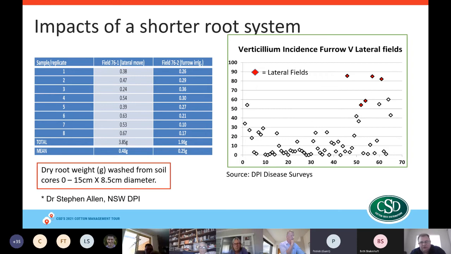Now the graph on the right-hand side shows, and this goes way, way back, probably near 15 to 20 years back, where the furrow irrigations are the white squares and the red diamonds are the overhead irrigation. And certainly the incidence of disease is higher in those lateral fields.